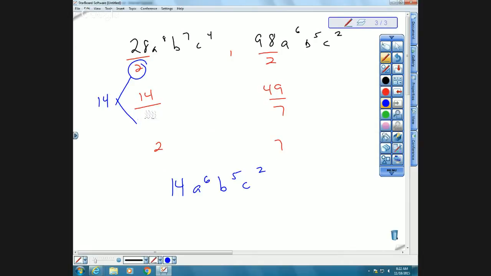So again, you don't have to think of a really big number here to divide this by. Work it out like this, and then whatever numbers you divide by, just multiply them back together, and that will give you the GCF.